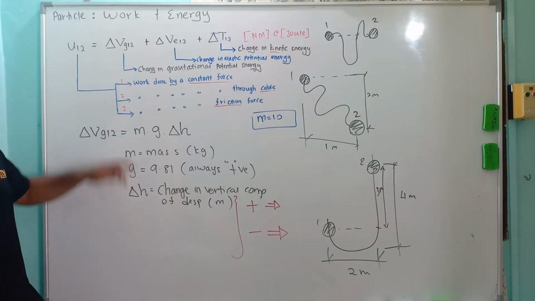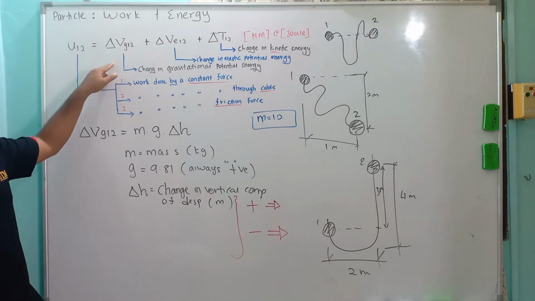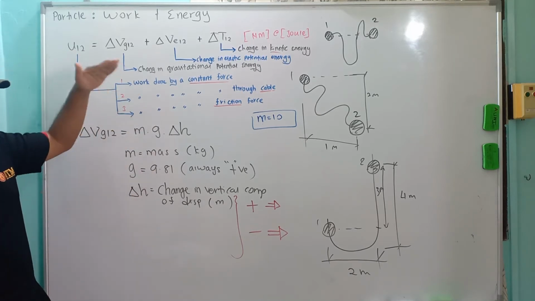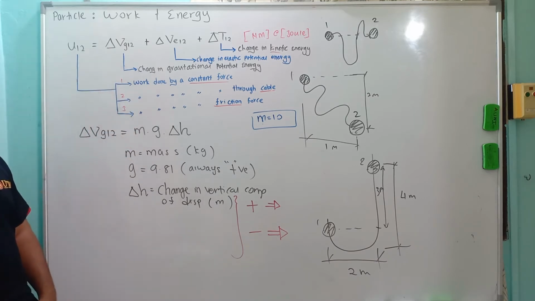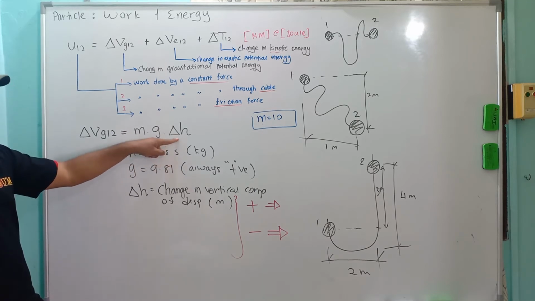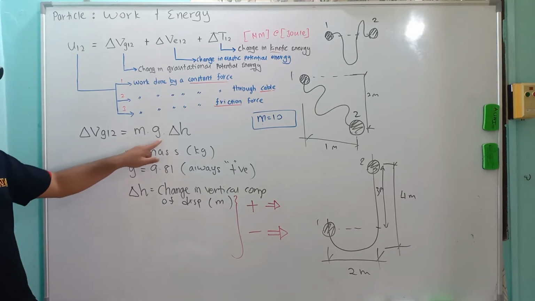to the change in gravitational potential energy, which is delta Vg12. It involves movement in the vertical component. If the component moves in the vertical direction, there will be a delta Vg12. It depends on the mass of the component and the vertical displacement. The equation is delta Vg12 equal to mg delta h.